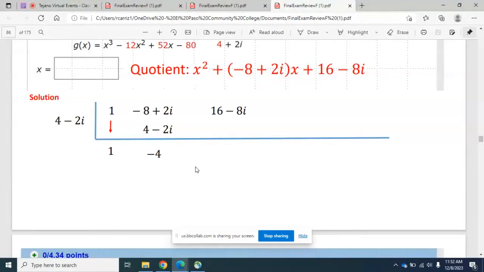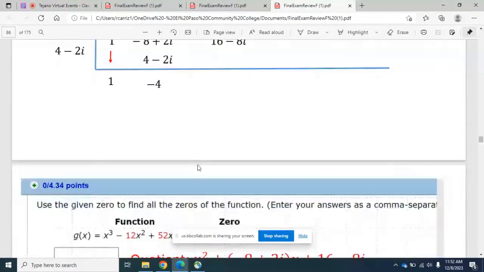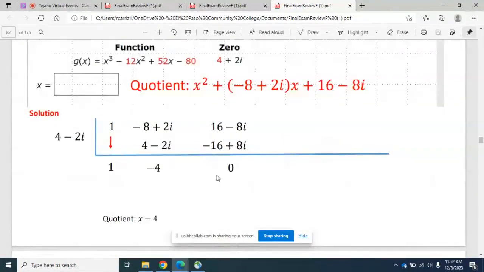So now let's do it again. Multiply 4 minus 2i times the negative 4. And we have negative 16 plus 8i. It is easy to see that when we add 16 minus 8i and negative 16 plus 8i, we get 0. Now, what are we left with? We started with a quadratic. So now we have just a linear, right?